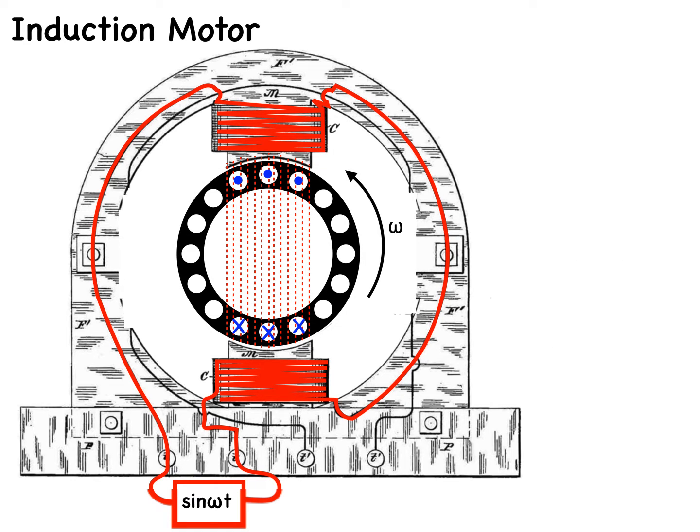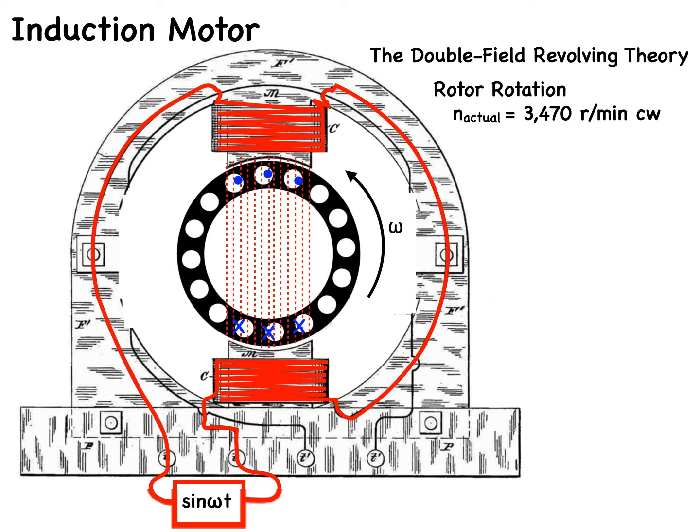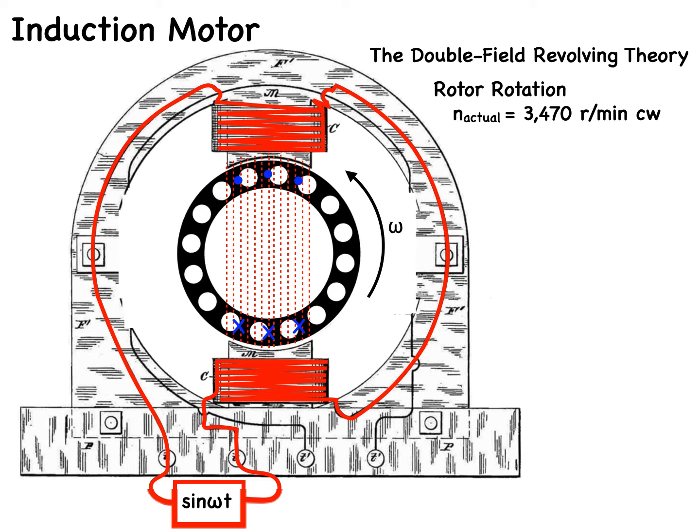In order to understand what is meant by the backward slip, SB, we have to comprehend the model that we have created with the double field revolving theory. We have three things that are going on with the rotor. First of all, the rotor itself is rotating at 3,470 RPM. In order to make this happen, the double field revolving theory tells us that there are two opposing but equal in magnitude revolving magnetic fields present in the vicinity of the rotor.